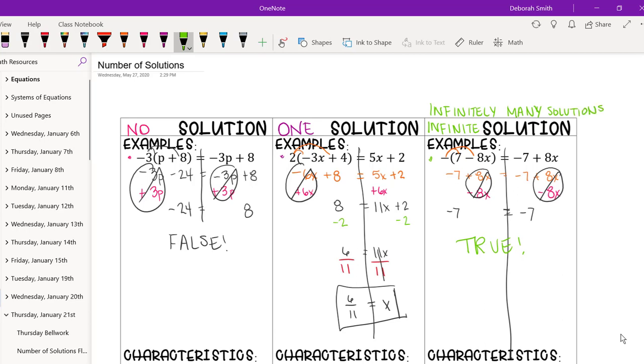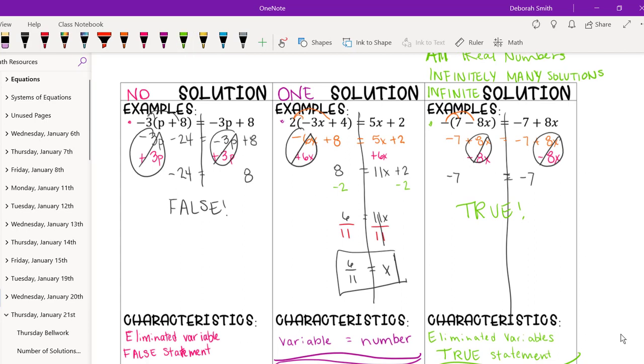And sometimes you will see all real numbers. Okay, those mean the same thing. Basically, this is saying any kind of number that you stick in there would be a solution. So it could be a positive number, a negative number, a decimal, a fraction, or a combination of any of those things. Okay, all real numbers would be a solution.